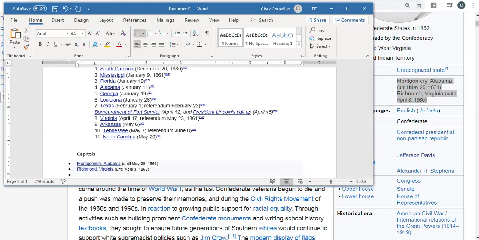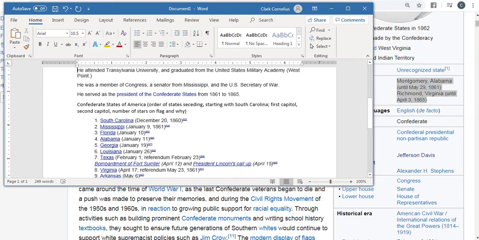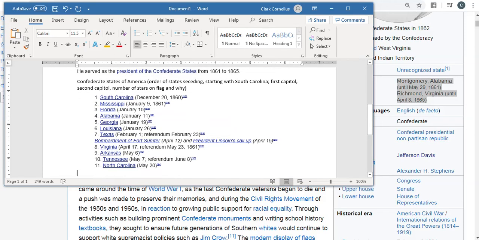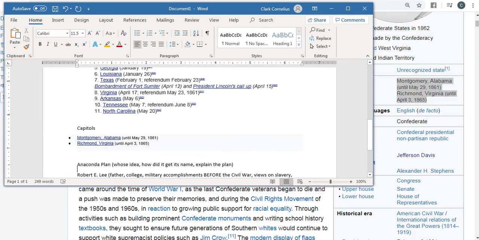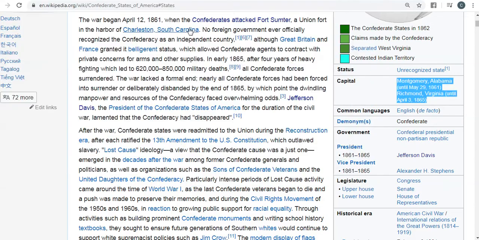And then I wanted to know what else. What was the other thing I wanted to know? Got to go back up and look at my questions. Oh, number of stars on the flag and why. So I better look up the Confederate flag. That may not be on that same site. So I'll look up Confederate flag. Go back up to here. I'm going to go back.